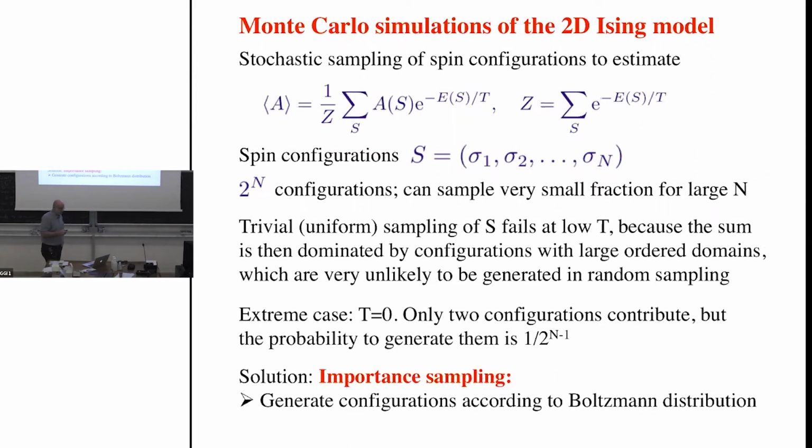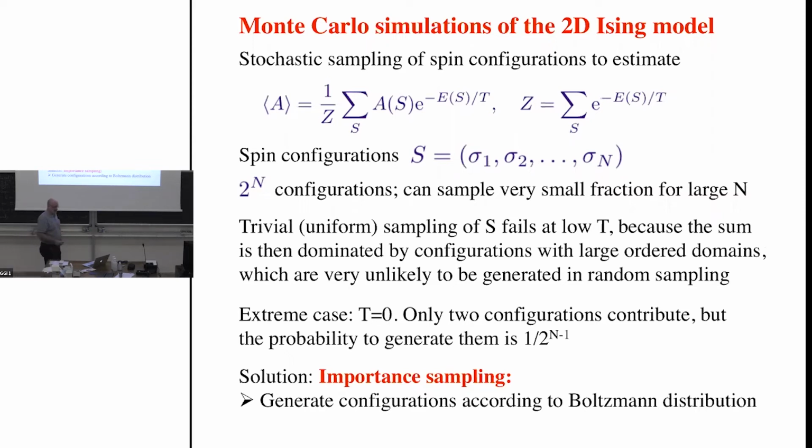So that's why we do something called importance sampling, where instead of drawing them at random, we use some mechanism to draw them with probability proportional to the weight in the partition function. So in particular, if we manage this at 0 temperature, we would only draw the all up or all down states. And of course, the probability distribution for any other temperature should be the Boltzmann distribution.